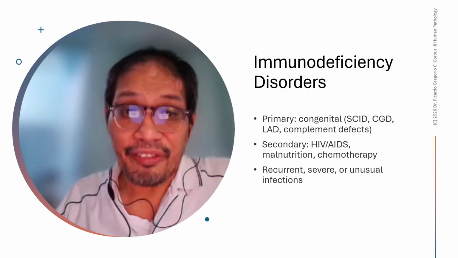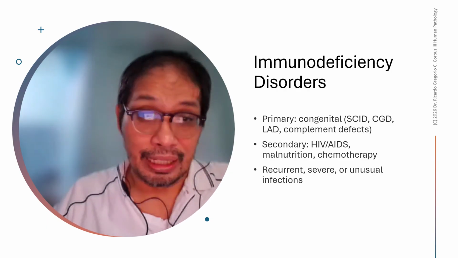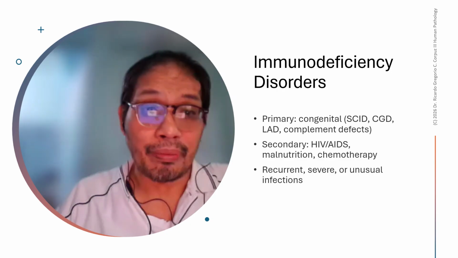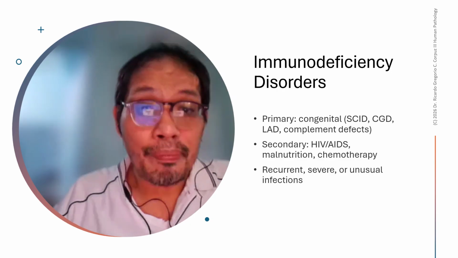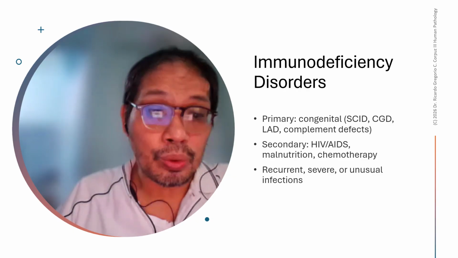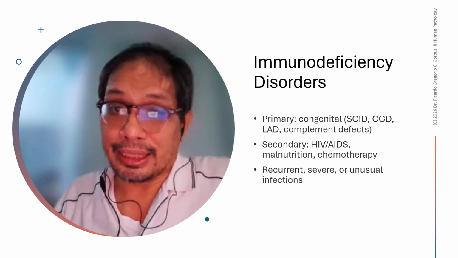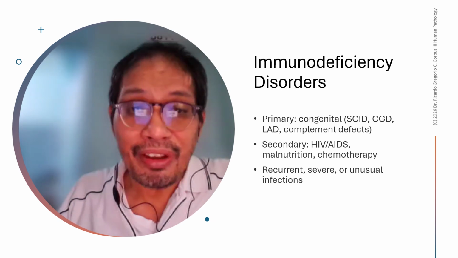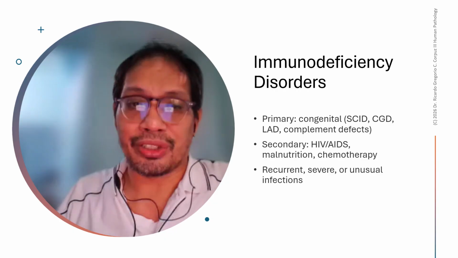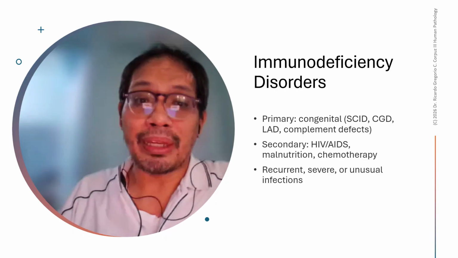CGD, defective oxidative burst, recurrent bacterial and fungal infection, or granuloma formation. The complement deficiency, C1, C2, C4. This is an SLE-like disease. C3, severe pyogenic infection. C5 to C9, recurrent Neisseria infection. Leukocyte adhesion deficiency, impaired neutrophil migration.